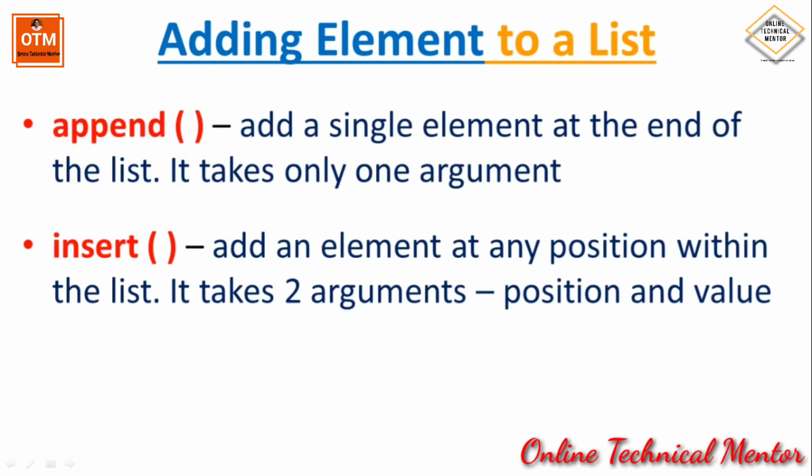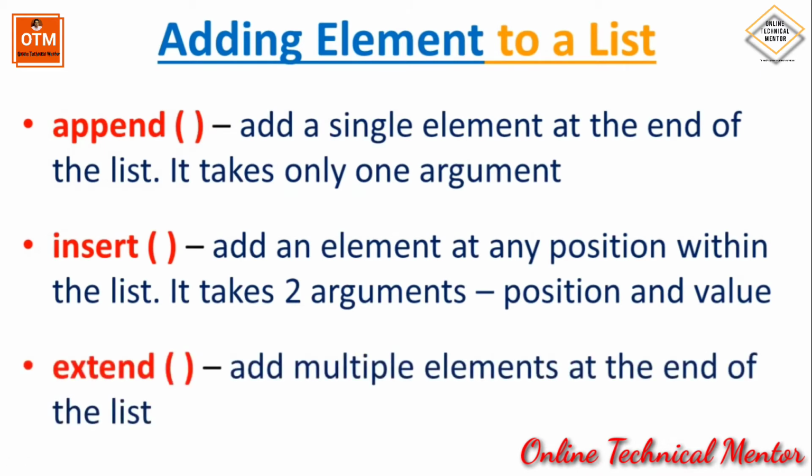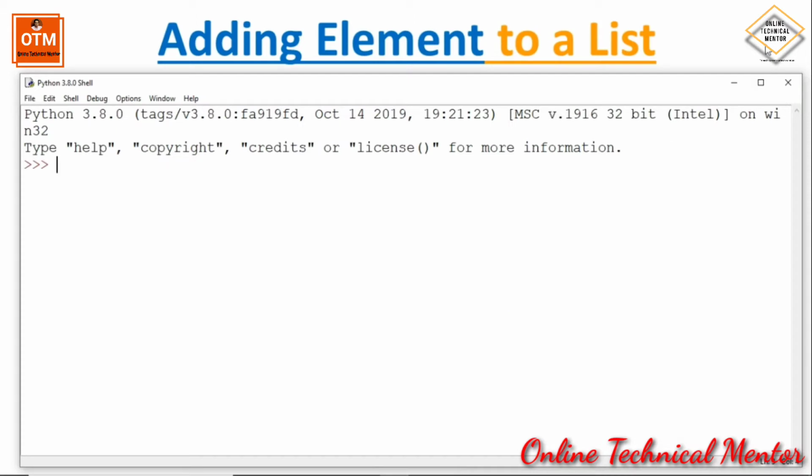Next, another way of adding an element is the extend method. By using this method, you can add multiple elements at the end of the list. Let me show you an example. The extend method accepts a list as its argument. That means, let me create a list 1 with say 10, 20 and 30. Now, let's create another list, say list 2 equal to say 40, 50 and 60.